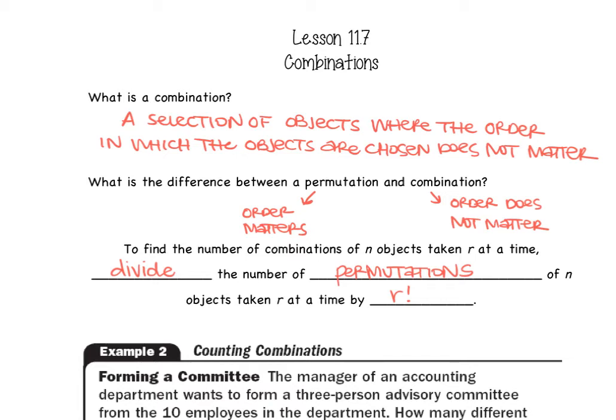Or when we were talking about the groups of songs, we said song 1, 2, 3 is the same as 3, 2, 1 or 2, 1, 3 or 3, 1, 2. All of those are the same group. And so we only want to count them once. And so what we're going to do is divide the number of permutations of n objects taken r at a time by the number of spaces factorial, or r factorial. Let's look at an example.